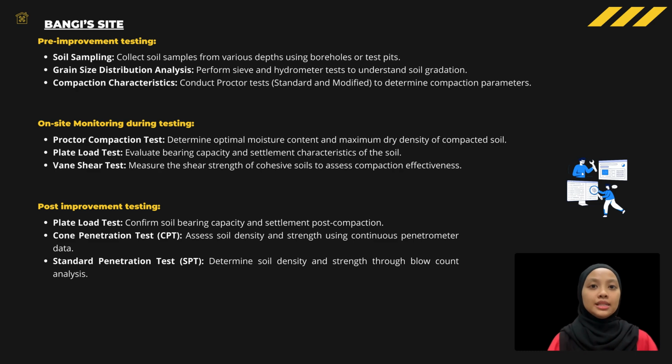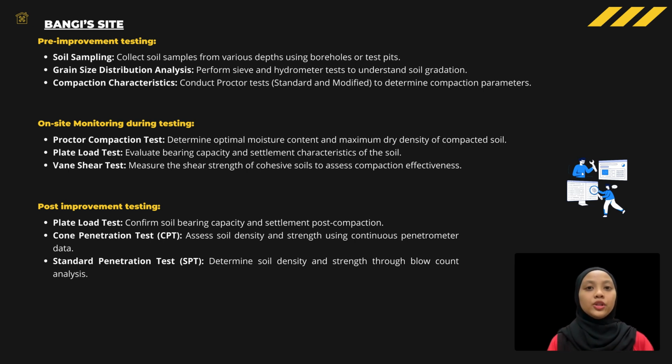We move to the Bangi site test and monitoring procedures, starting with pre-improvement testing, which consists of soil sampling to collect soil samples from various depths using boreholes or test pits. Next is grain size distribution analysis, to perform sieve and hydrometer tests to understand soil gradation. Lastly, compaction characteristics, to conduct Proctor tests to determine compaction parameters.